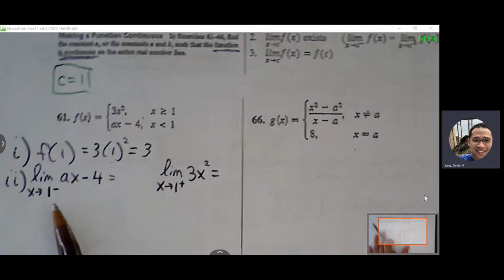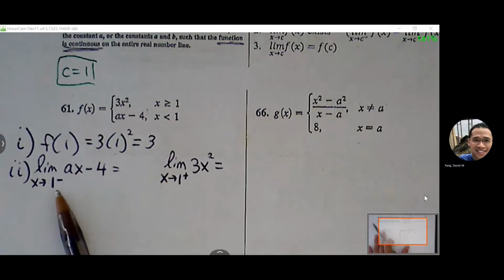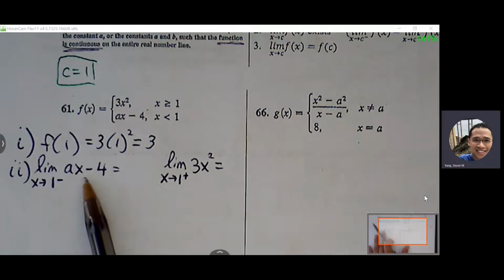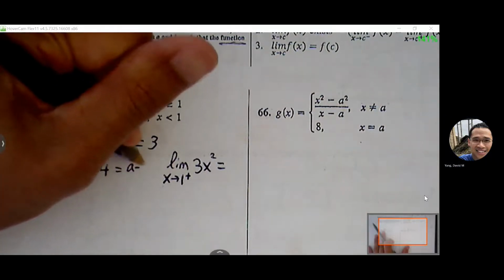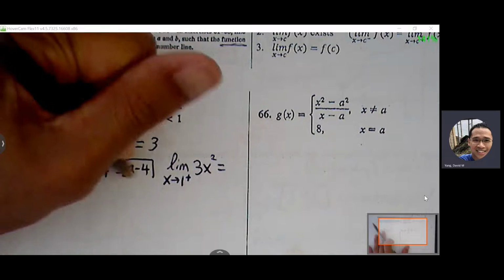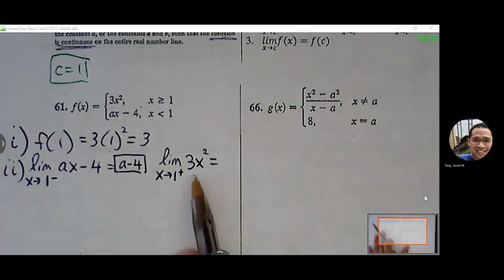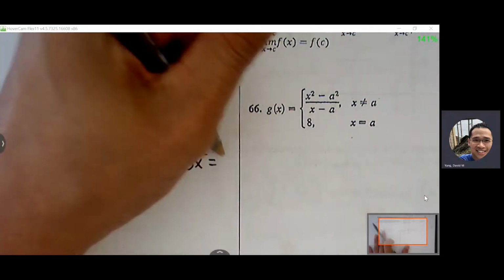Let's evaluate the limit. Replace 1 for x, and what do we get with the second one? a minus 4. Okay, so have that there, and we'll come back to it when we need it. How about from the other side? Plug 1 in for x, we get 3.